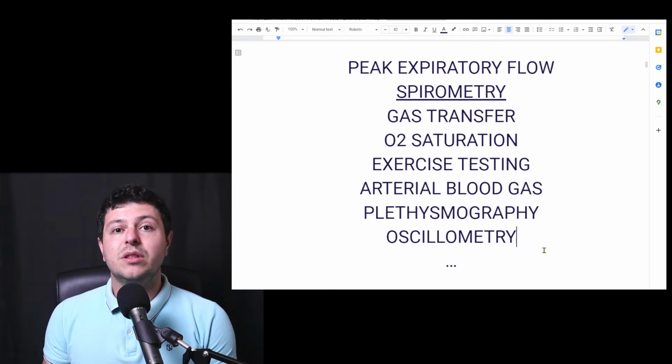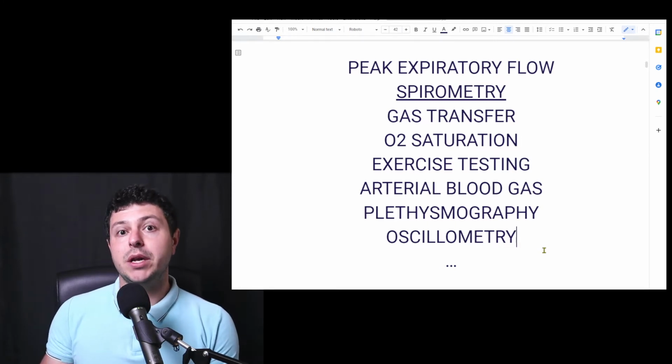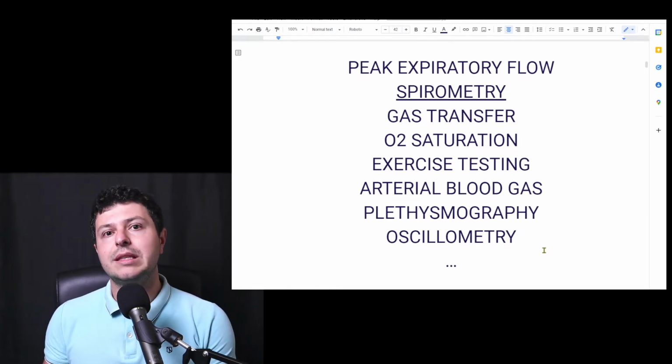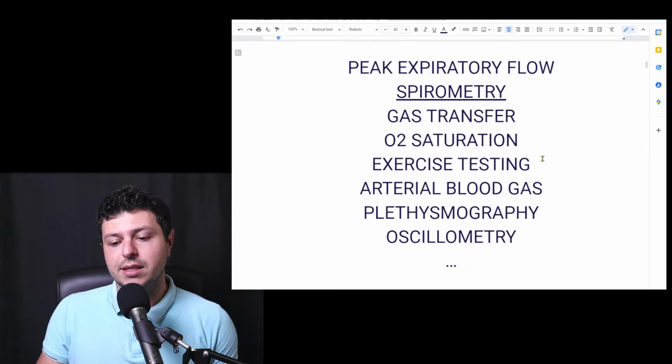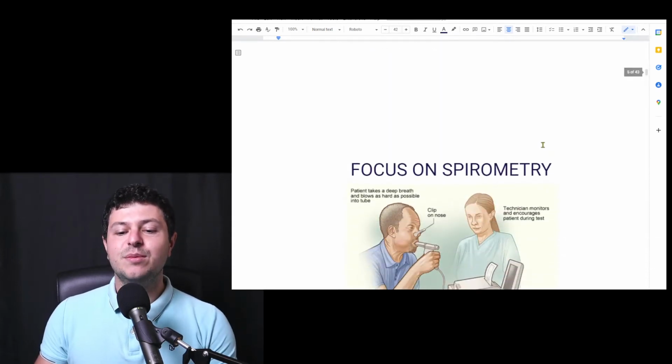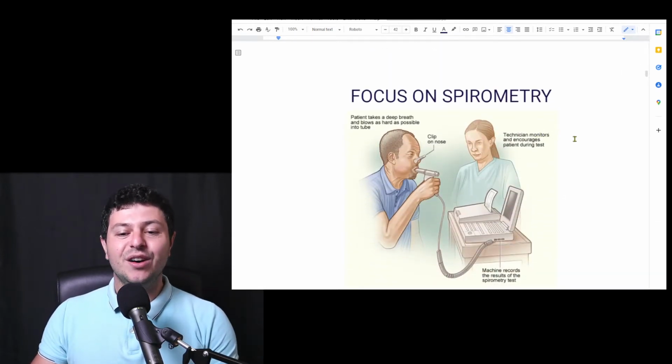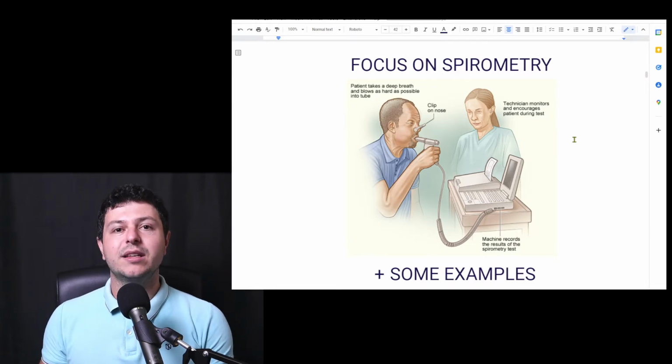Depending on the country you may be in, some of these tests may be done by physicians, nurses, or physiologists. It's all a little bit different, but it all works out to be the same, because most of these tests are standardized. That being said, let's move on and focus a little on spirometry, because this is what I'd like to talk about in this video.